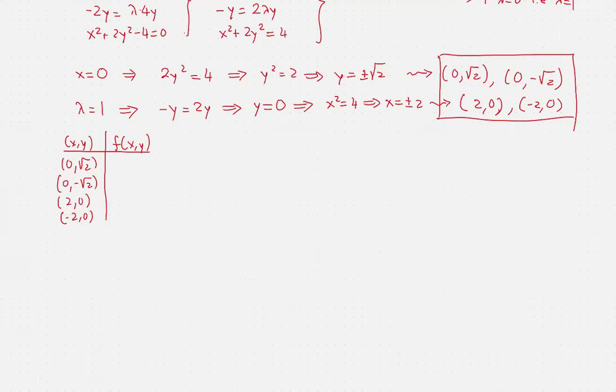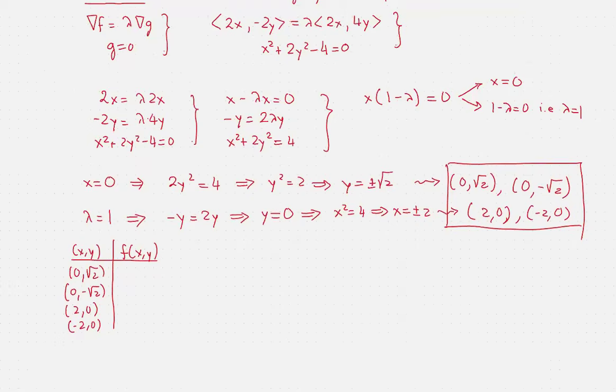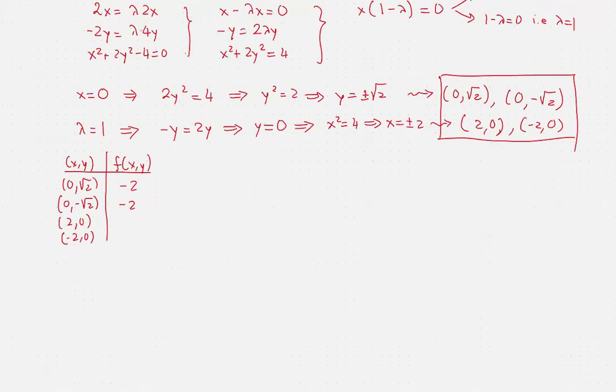So our objective function was x squared minus y squared. So this will give us minus 2 here, minus 2, 4, and 4. And this means that we have 2 points of minimum. So this is a minimum, this is a minimum. We can see both the input and the output for that minimum, and also 2 points of maximum.